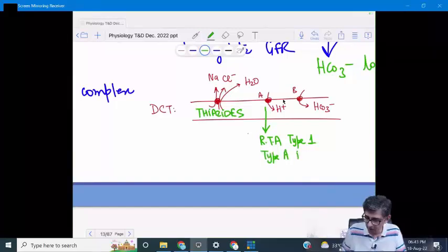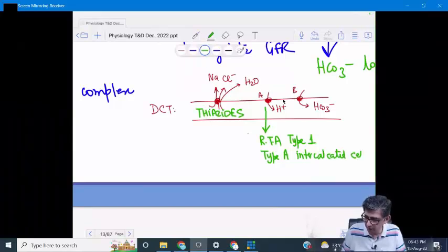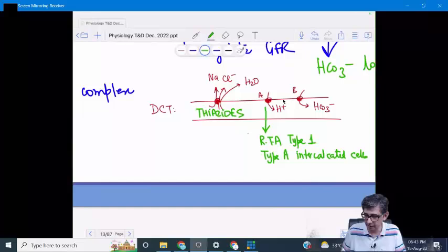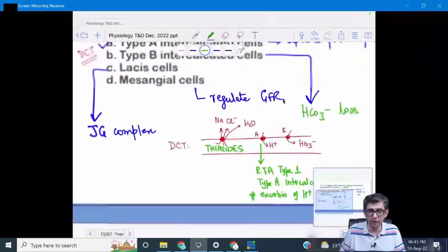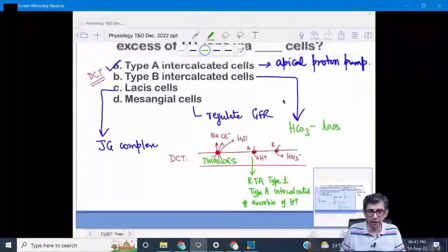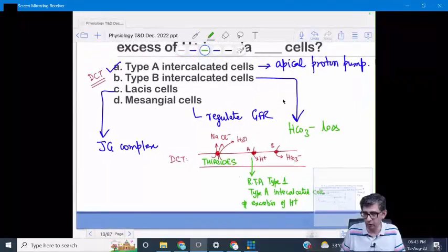Now, once you know what type A intercalated cells do, the things will become very clear: they are responsible for excretion of hydrogen from the body. If I put a defect here, then hydrogen will not be excreted. And if there is no excretion of hydrogen from the body, it will cause metabolic acidosis in the person. So two applied facts that you need to remember: a defect in type A intercalated cells is called RTA type 1, and thiazides act on the DCT, on the sodium chloride co-transporter.